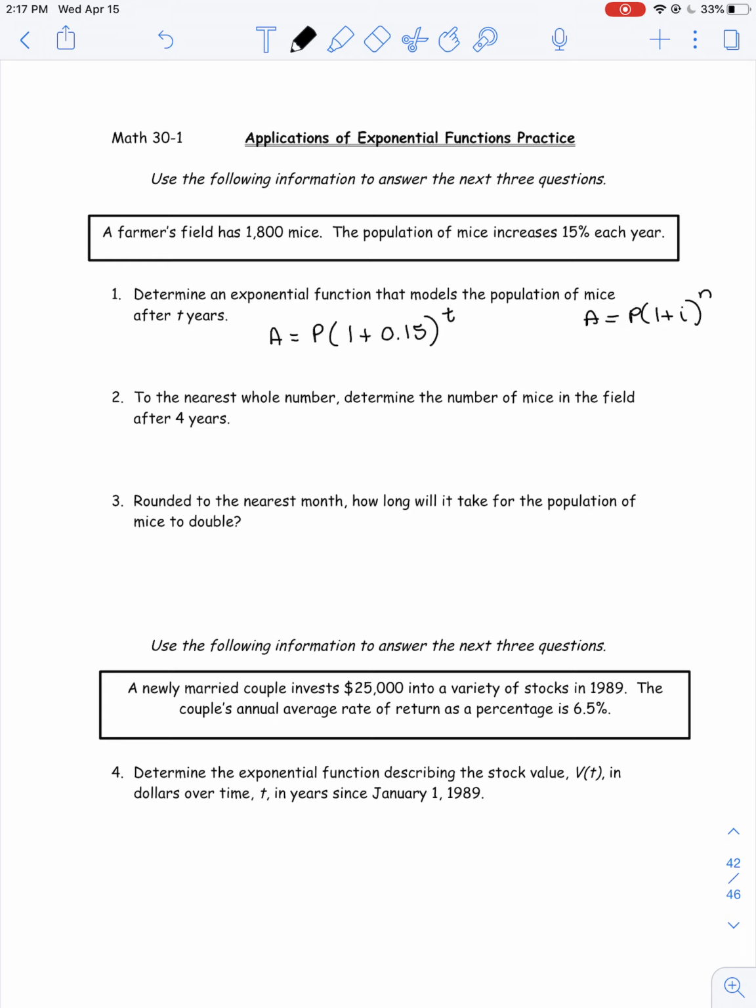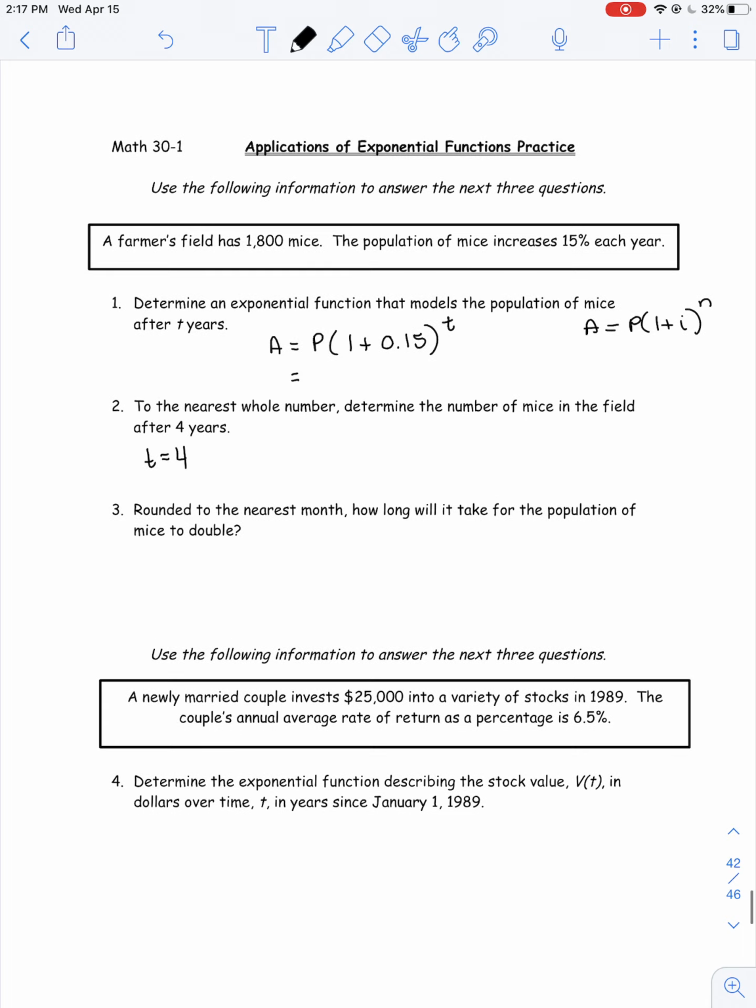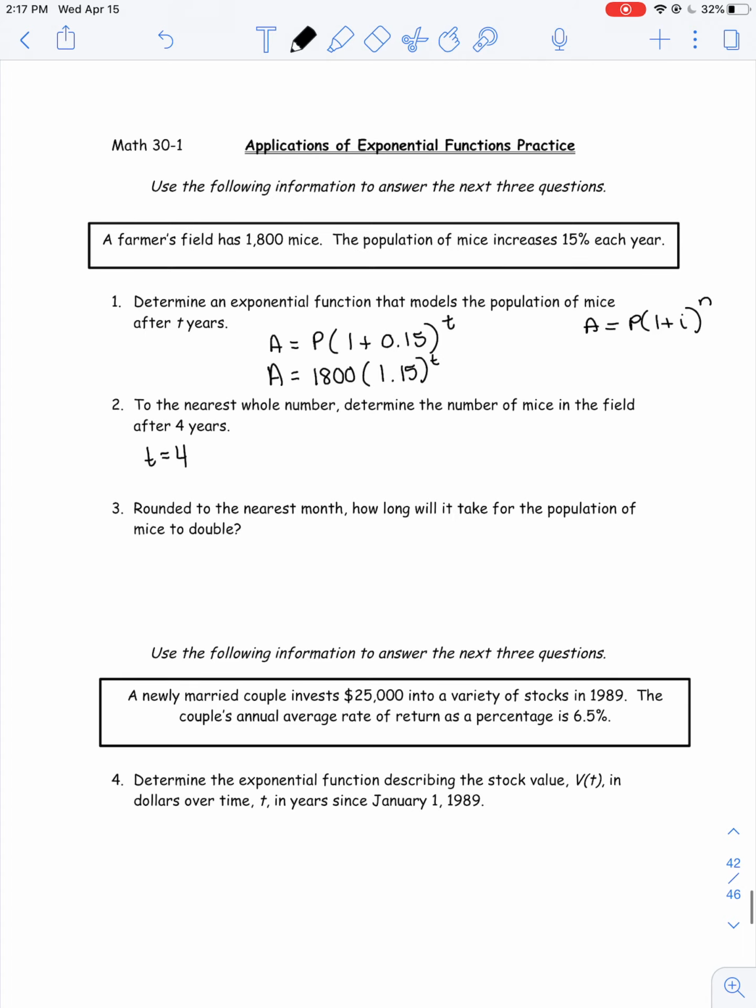Now it says to the nearest whole number, determine the number of mice in the field after 4 years. So we're going to put t is equal to 4. So our present value, actually, we're going to fill this in previously too. We're going to put the 1,800 mice as well. And we can simplify it as 1.15 to the power of t. So this is the exponential equation that I'm going to use for the next question.